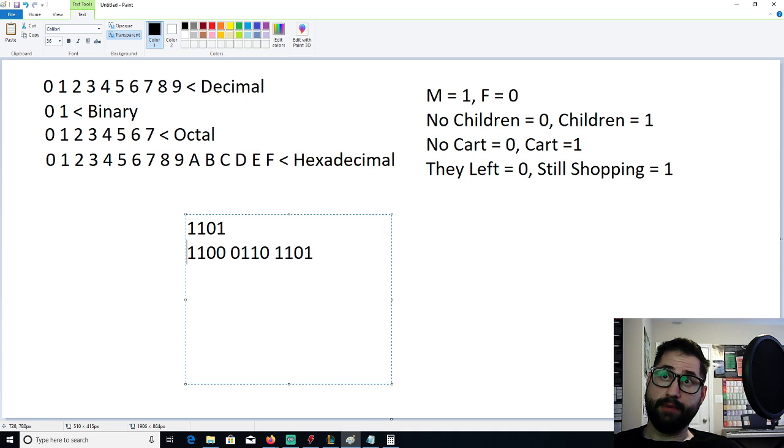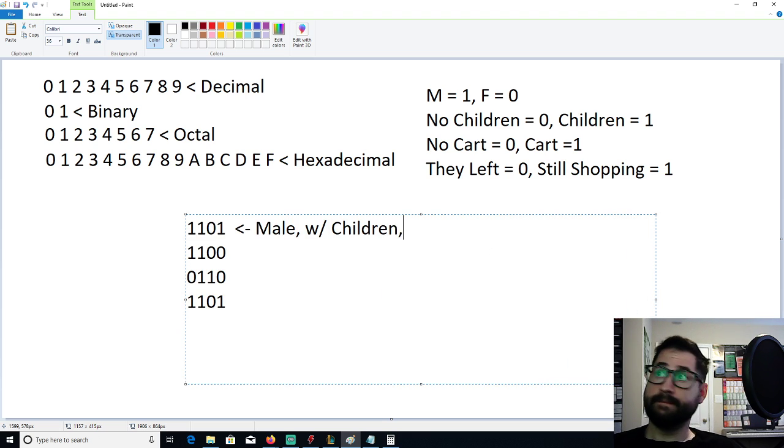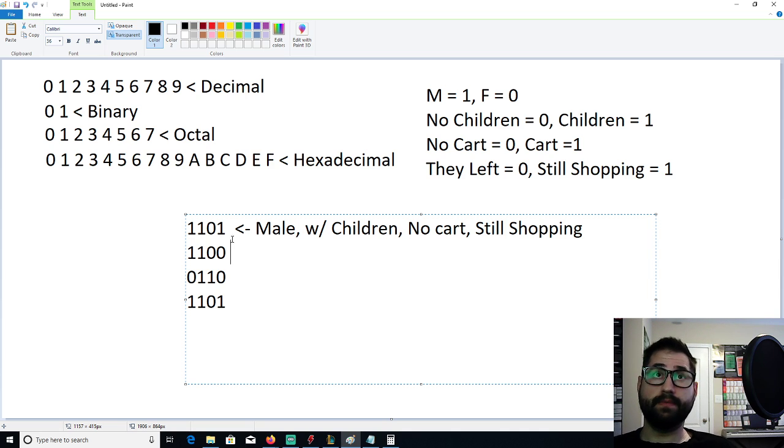So in our protocol now, by reading this in, a computer, we assigned values to it, we made a protocol for it. So this here, I can tell that a male came in with children, male with children, no cart, still shopping. That's what a protocol is, right? I am telling you how to interpret these digits. And then the protocol is agreed upon by me, the one who sent the message, and the receiver of the message.